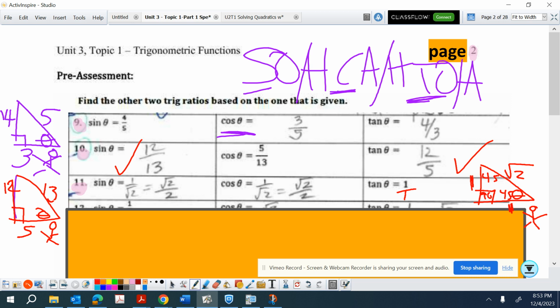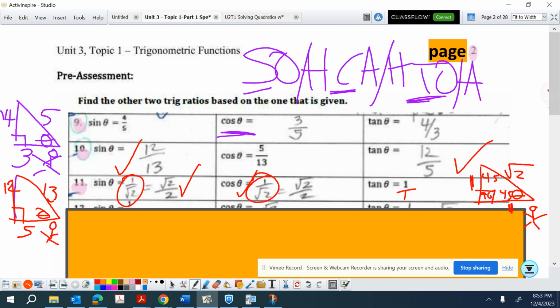Sine is opposite over hypotenuse, so it's going to be 1 over square root of 2. This is the rationalized answer, and we will practice rationalization, I think, below on this same page. And the answer for cosine is going to be the same. Since the legs opposite and adjacent are both 1, cosine is also going to be adjacent over hypotenuse, 1 over square root of 2.